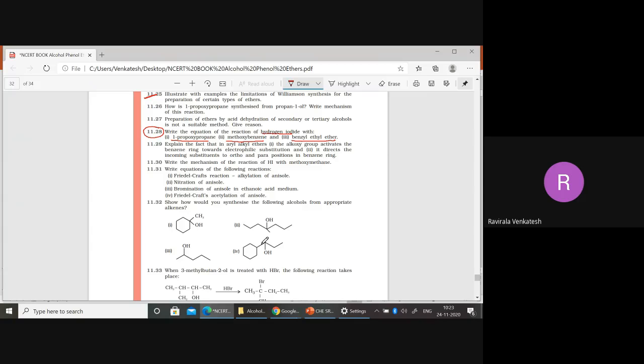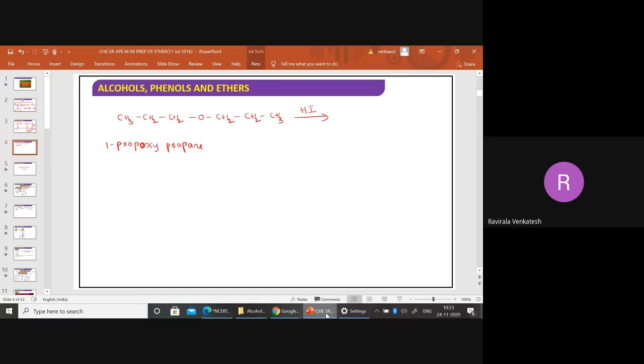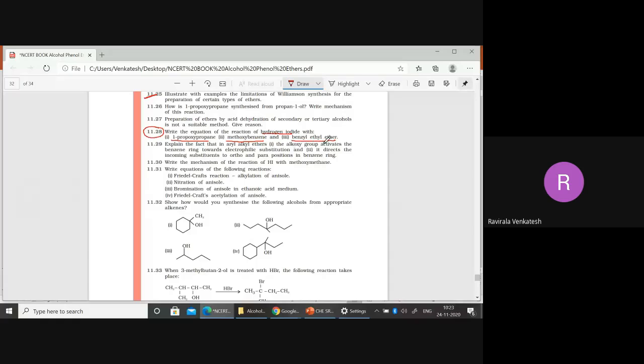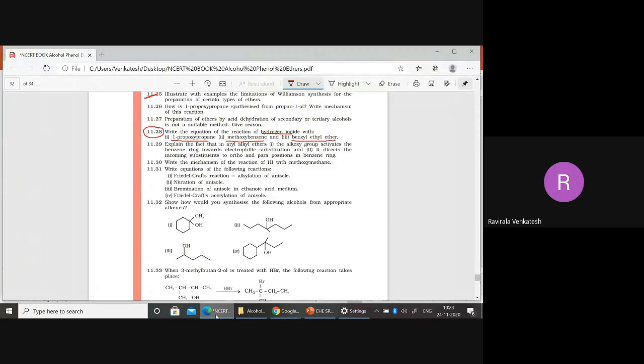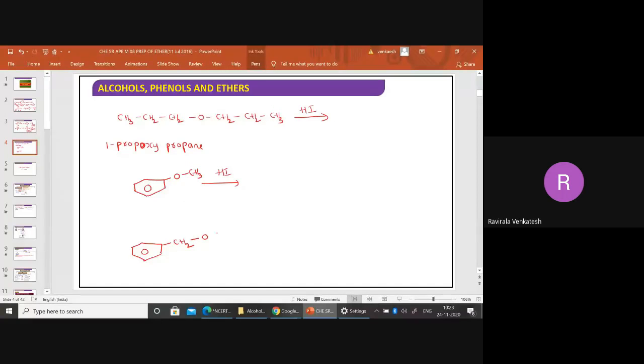Next one, methoxybenzene, this one also is there with HI. Next one, third one, benzyl ethyl ether. Benzyl. This is benzyl. Phenyl means only benzene. Benzyl means including one more carbon. Benzyl ethyl ether. Put here the ethyl group.